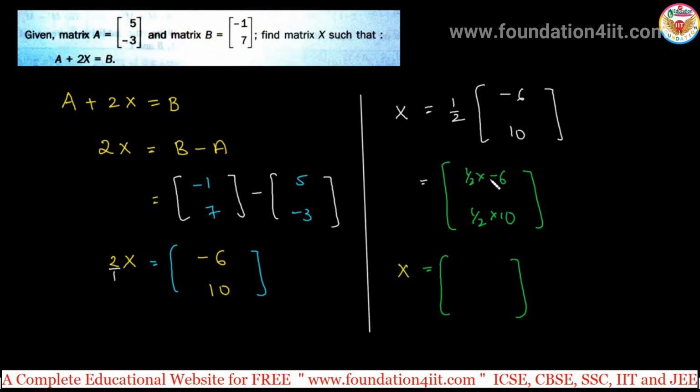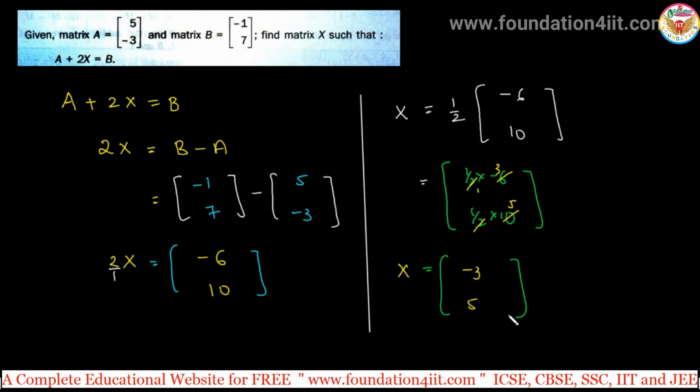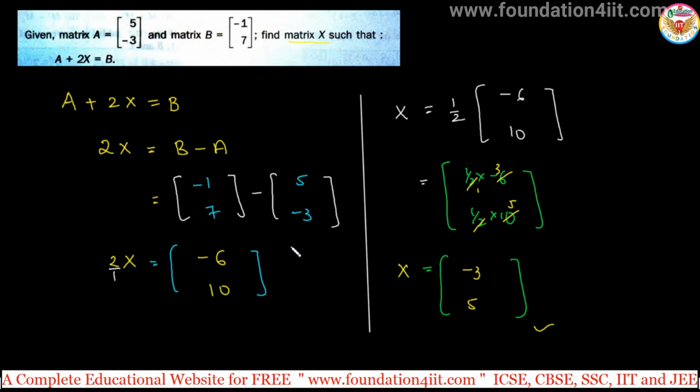1 by 2 into minus 6: 2 threes are 6, so minus 3. 2 fives are 10, so 5. So X is equal to minus 3 and 5. This is the X value. So this is the concept, a simple thing: to multiply a matrix by a scalar means to multiply each of its elements by the scalar. Each and every element you have to multiply. Based on that we can take the X value and simplify. This is the scalar multiplication.